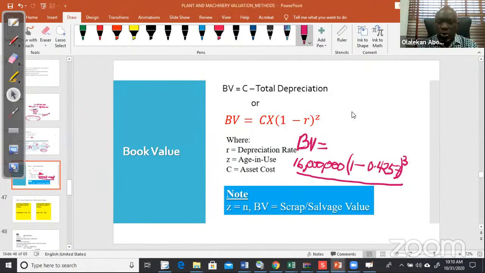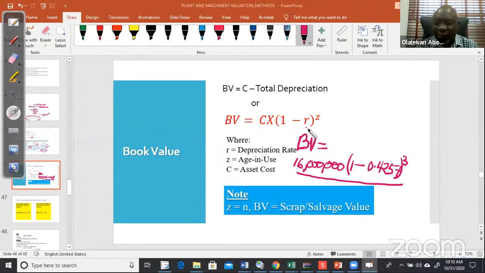Now, that is book value. You have the option of calculating using cost minus total depreciation, or you have the option of using this formula to calculate. The only advantage of this formula is that it is very fast. Just a few lines, you have achieved it. And it has other areas of application, which I will show you now.